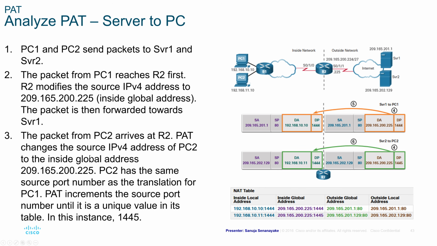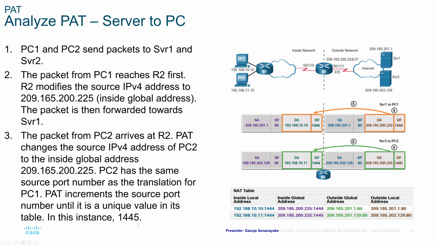So PAT changes the source IPv4 address of PC2 to the inside global address of 209.165.200.225. Notice the inside global addresses of these two are now the same. PC2 has the same source port number as the translation for PC1, because these are the same. So PAT increments the source port number until it is a unique value in its table.